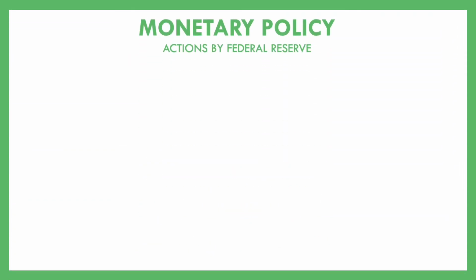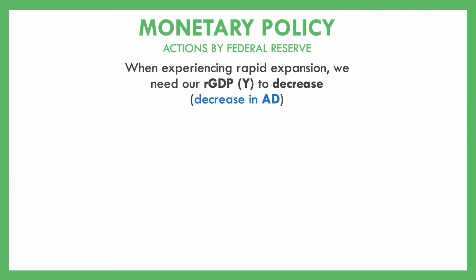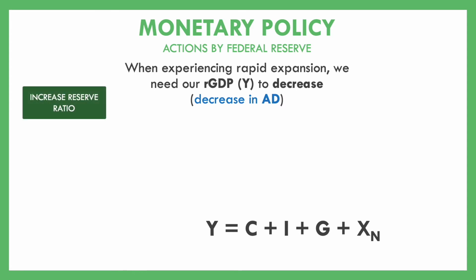Now, what are the actions that can be taken by the Federal Reserve? Again, when experiencing that rapid expansion, we just want to pump the brakes. We need to step off the gas, slow things down a bit, bring us back to that sustainable rate. So we need to do those things that cause a decrease in our aggregate demand, which will, again, bring our real GDP back to its hopefully long-run equilibrium. So let's think about this. One thing that they could do is increase the reserve ratio. What that means is banks are now required to hang on to a larger percentage of any deposit, which means there's less money that they can then use to make loans. And if they're making fewer loans, that's less money that can be created through making loans.